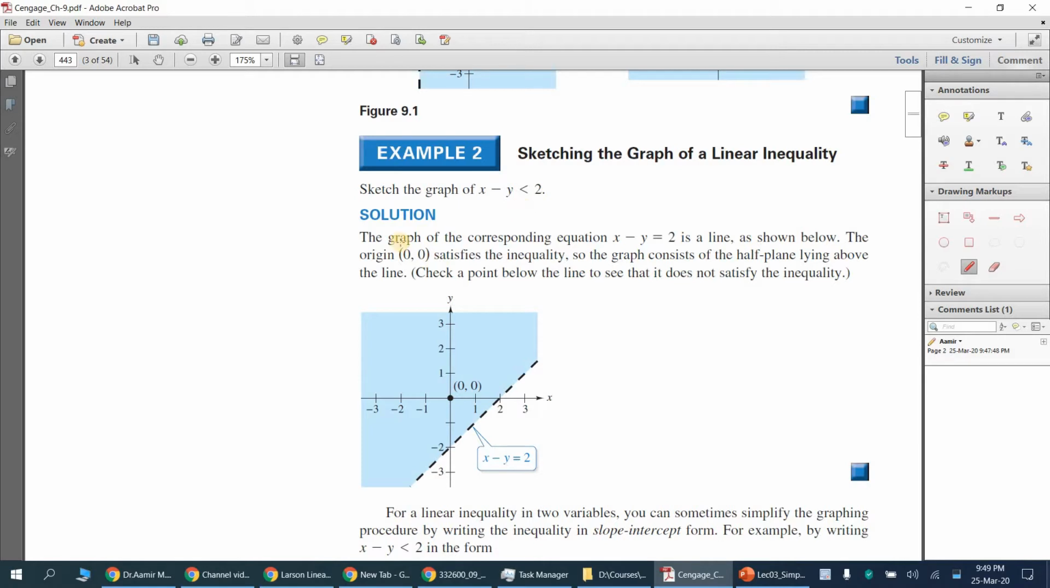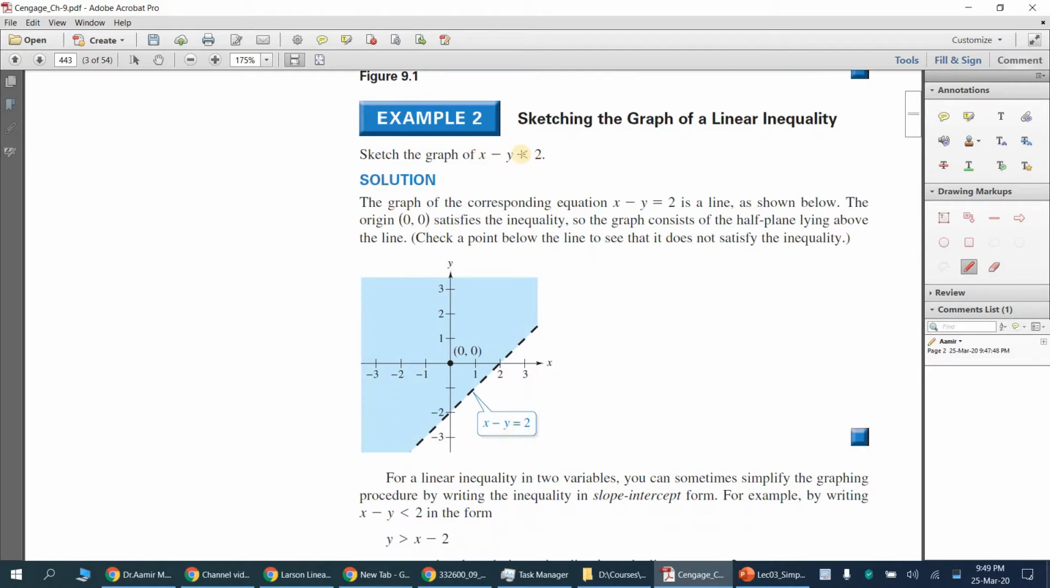There is another example given, x minus y is less than 2. So x minus y equal to 2, you can try to plot it out. The plotting method you already know. First make x equal to 0, then y equal to 0. It will give you 2 points. You draw the line, and after that you select the point 0, 0, to decide which side is the correct side of the line.